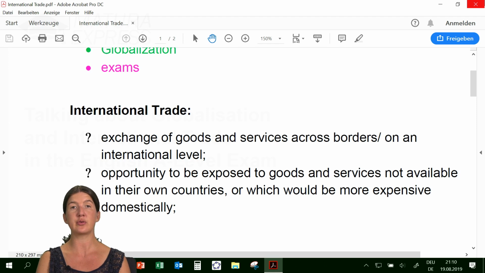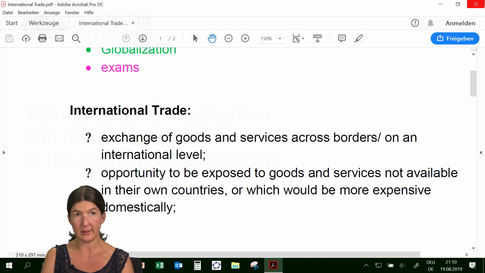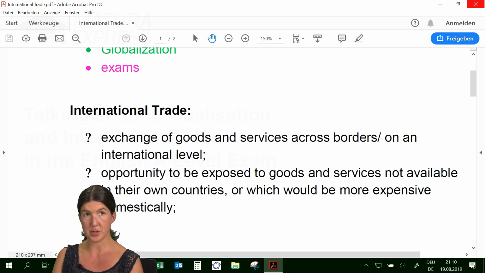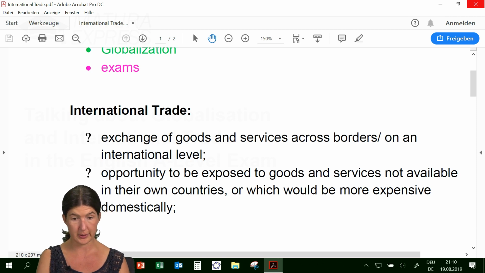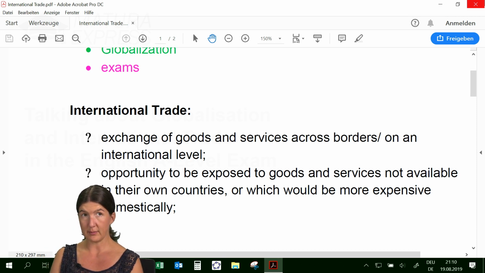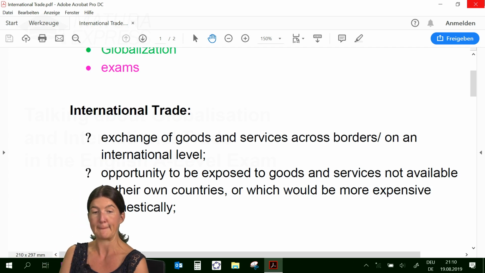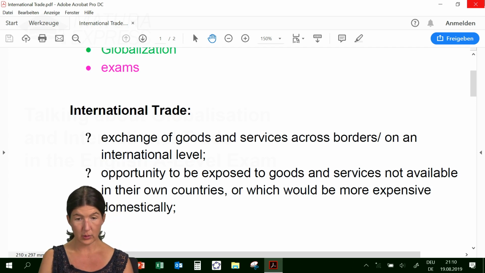So we get goods and services that we don't have because, I don't know, the vegetables or the fruits don't grow in Austria. So we have to ship them or fly them to Austria. So we get them from somewhere else because we don't have them. Or people come and work in Austria because we don't have the service or the type of work that they can do. Or, which would be more expensive, which is one of the downsides of international trade, I guess, or what many people consider a downside.